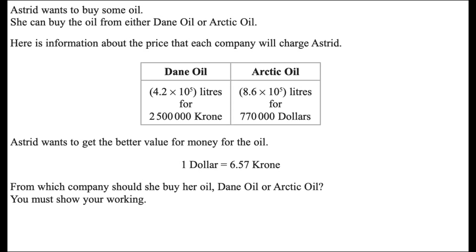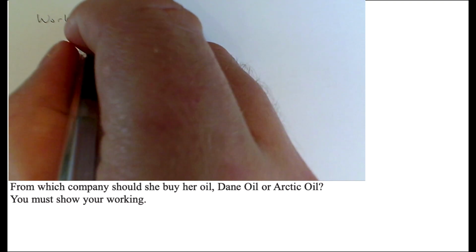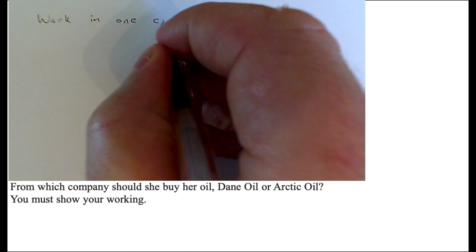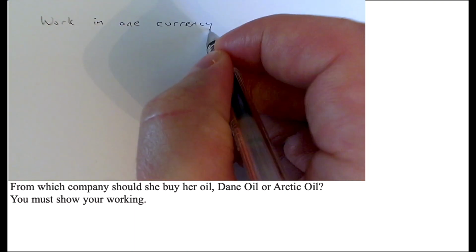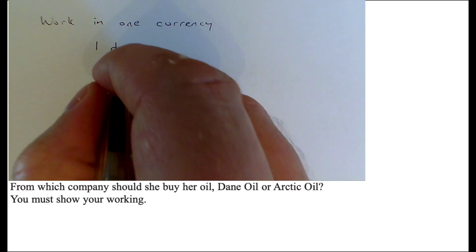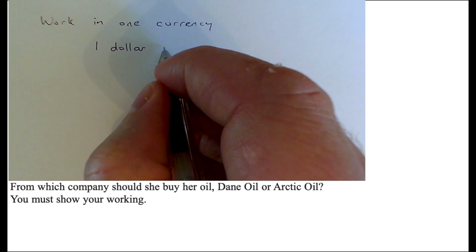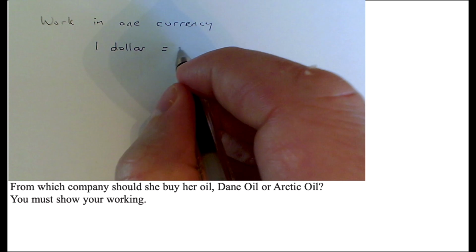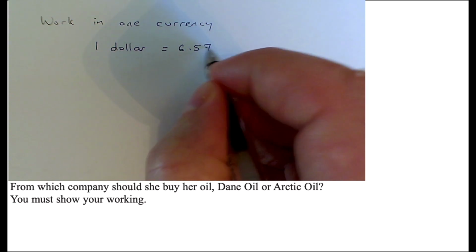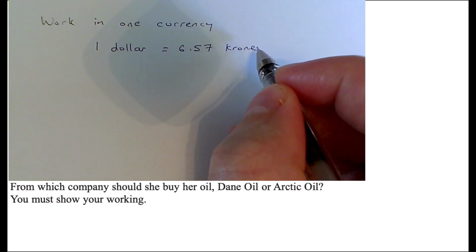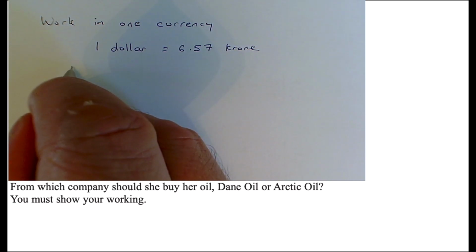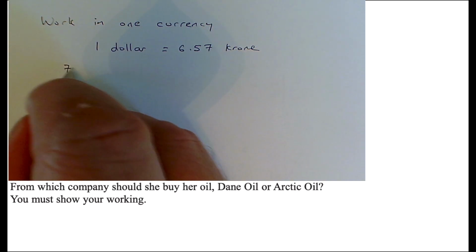This question isn't difficult, but it's got lots of little parts to it which are quite irritating. So you have to be very, very careful you don't make silly mistakes. First thing you notice is that we've got currencies mixed up. We've got dollars and krona, and we can't have that. So either work all in dollars or work all in krona, but work in one. Don't work in two currencies.